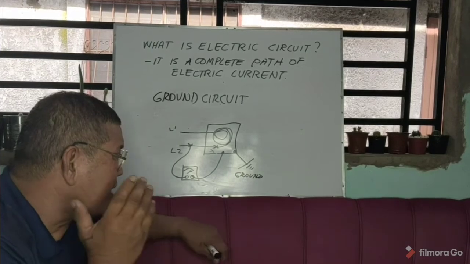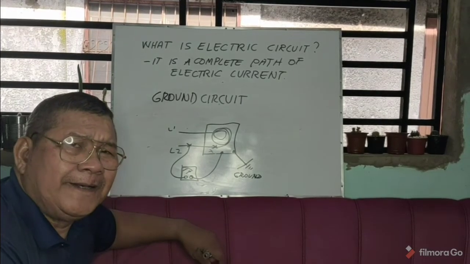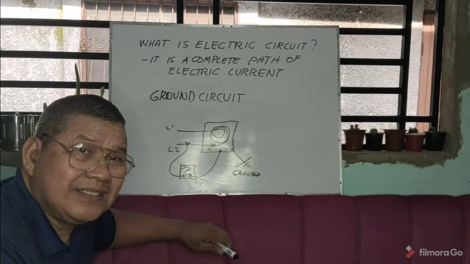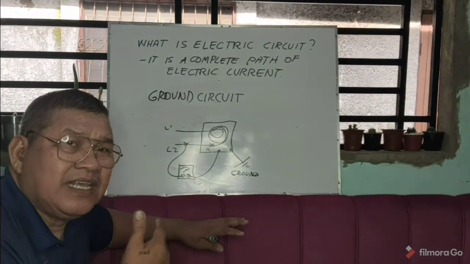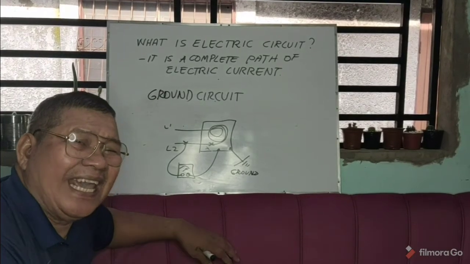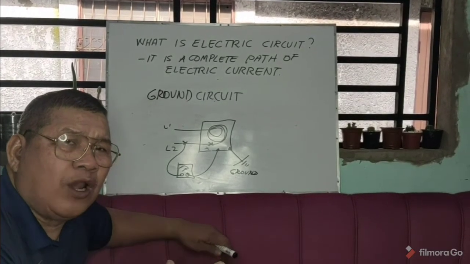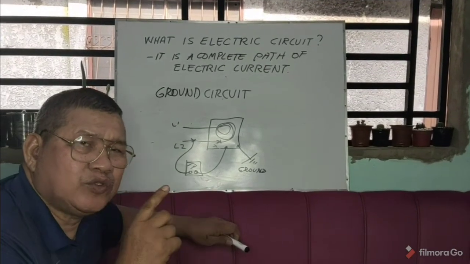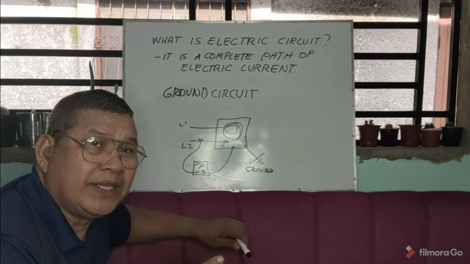And then the next part is your controlling device. The example of this is the switch. So what is a controlling device? A controlling device is anything that will control the flow of current, like the switch, or that is the consuming device.